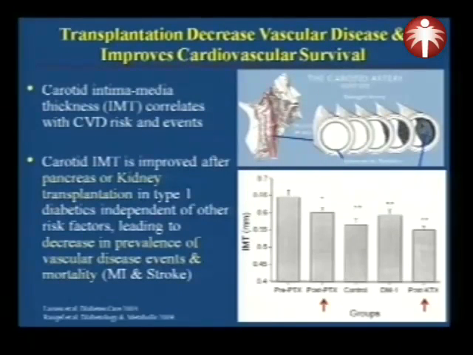If we take an example of the intima media thickness, which correlates with cardiovascular disease risks and events, if these patients undergo organ transplantation, there's a significant reduction of that thickness independent of other risk factors, in particular in diabetic patients. That has been shown to decrease vascular events, in particular myocardial infarction and stroke. Here you can see pancreas transplantation and kidney transplantation show significant decrease in intima media thickness.